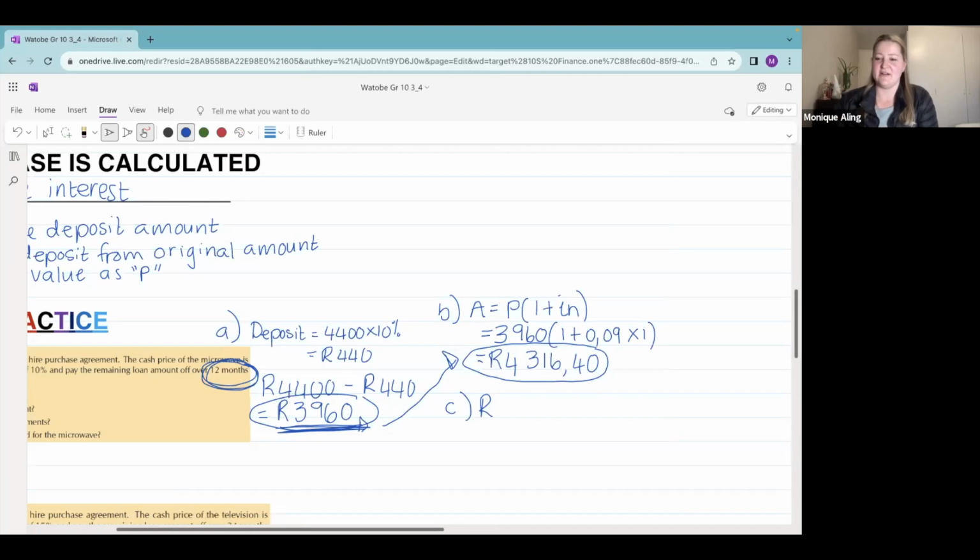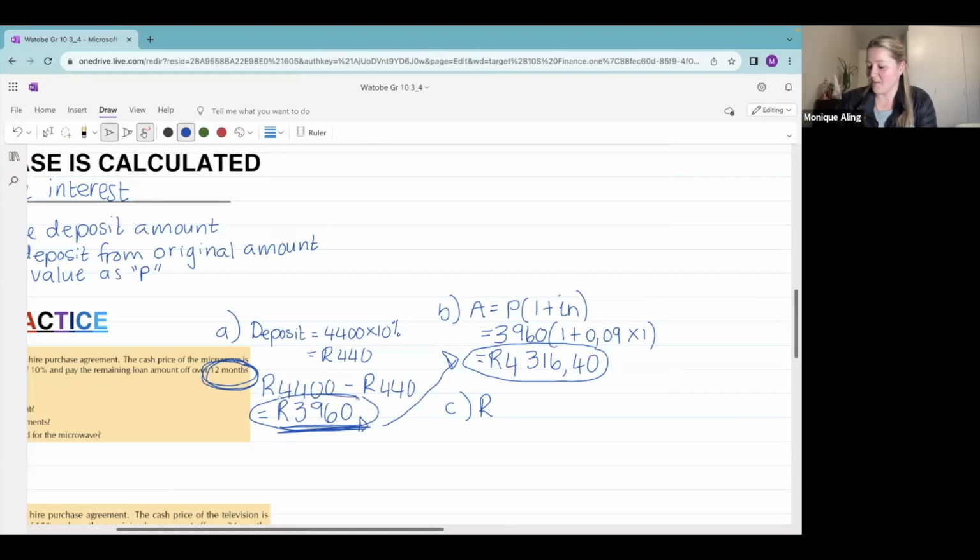Say that again. Loan plus interest, divided by the number of installments. Yes, okay, that's perfect. So we've got our loan.